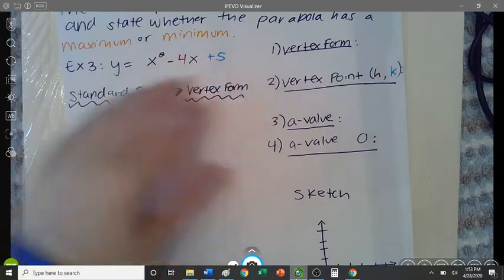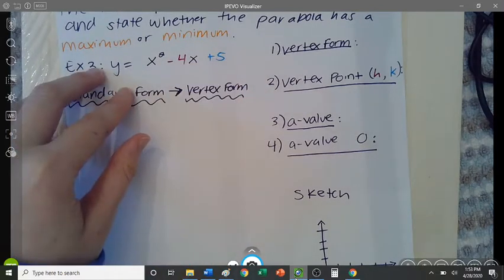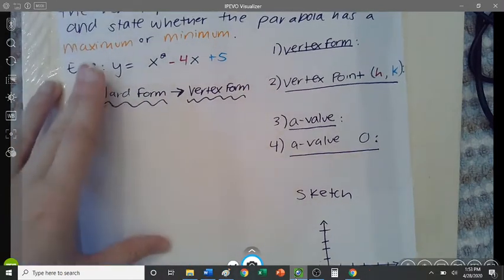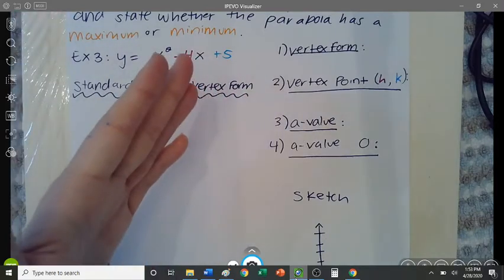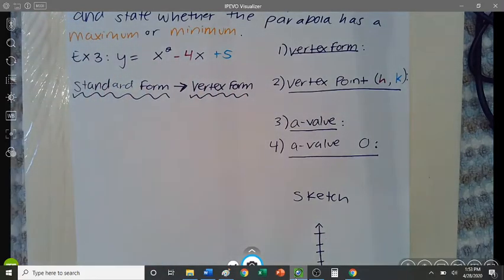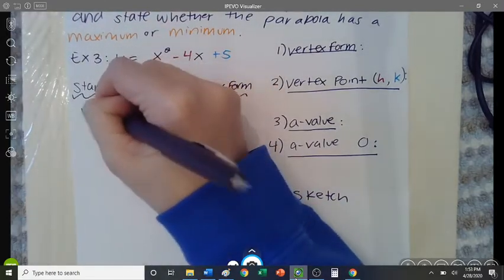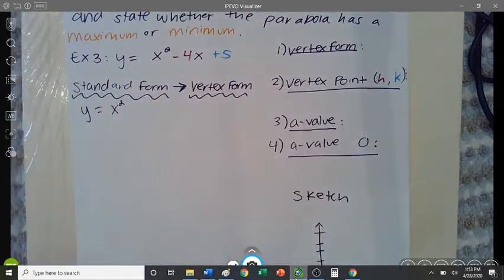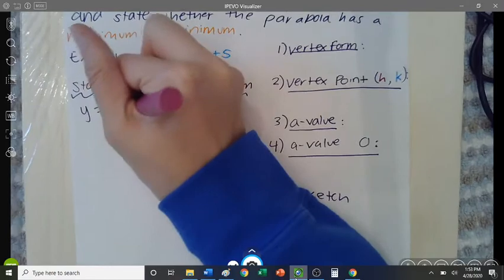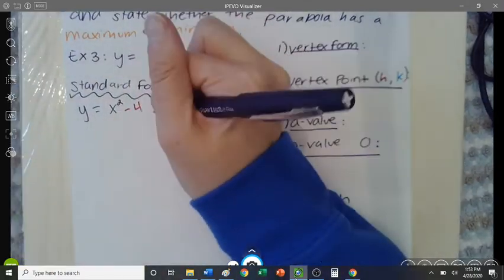I need to move everything over that is not an x onto one side, preferably the left side, and everything that is an x will stay on the right-hand side. Okay, so I'm going to rewrite this so I can start manipulating that equation. So we have y equals x squared minus 4x and then plus 5.